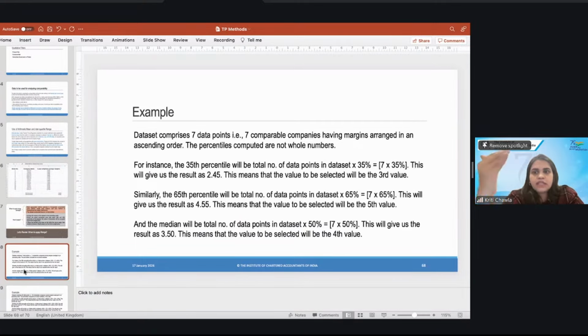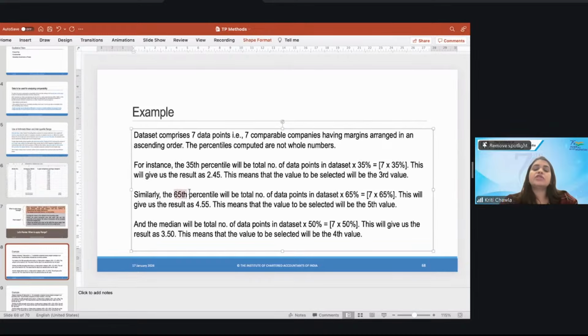So 1.80 is going to be the 35th percentile. Just explaining that again, what do you do? For the 35th percentile, you multiply 35 percent by the number of companies. You get 2.45, as an example, as the result. That basically means that the value will be the third value. So in terms of how you've arranged the companies in ascending order, whichever company is appearing at the third position, whatever margin they have earned will be considered the 35th percentile. So in this particular situation, it's going to be 1.80%, which will be the 35th percentile.